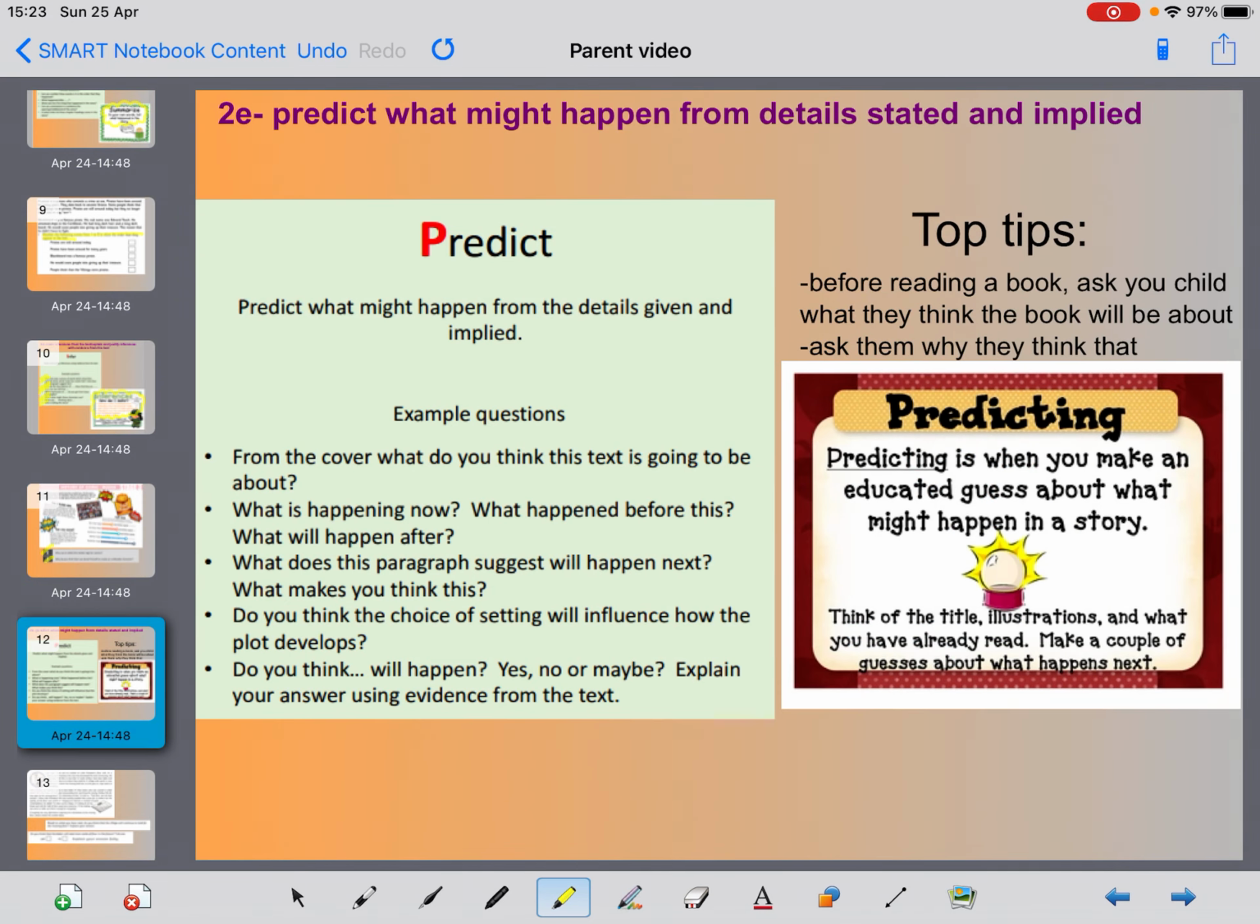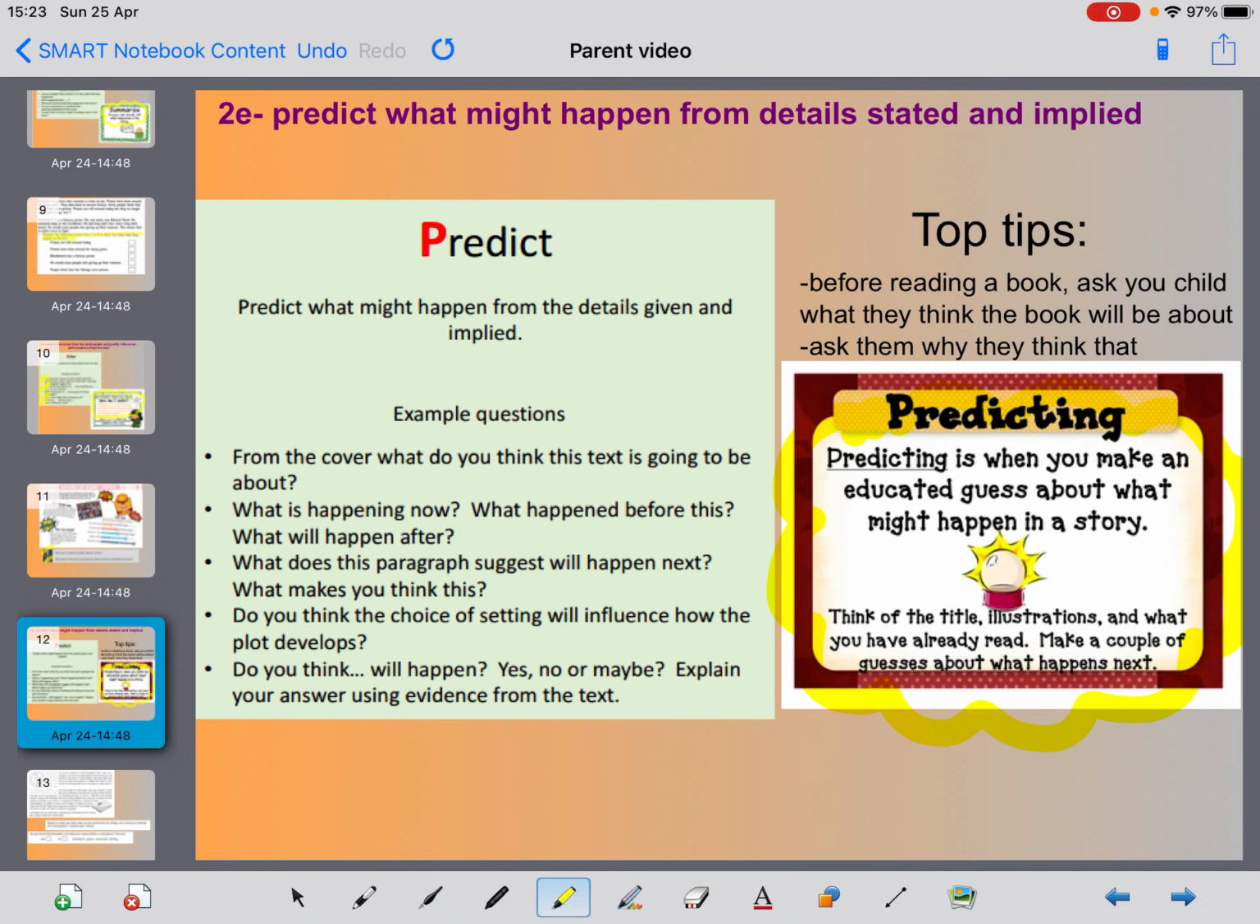2E, predict what might happen from details stated and implied. So predicting is making an educated guess as to what might happen in the story. A top tip, before reading a book, ask your child what they think the book will be about and ask them why they think it might be that. Have them look at the front cover, look at the characters, look at the background. What do they think the book might be about?